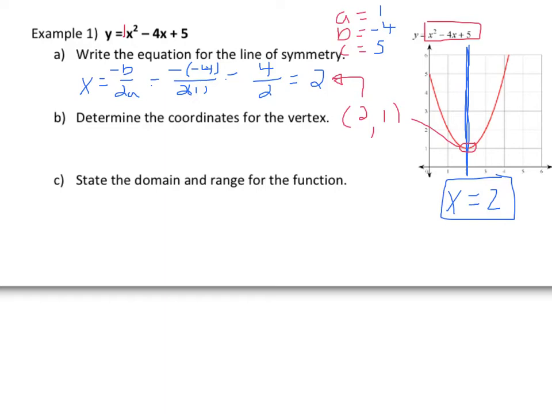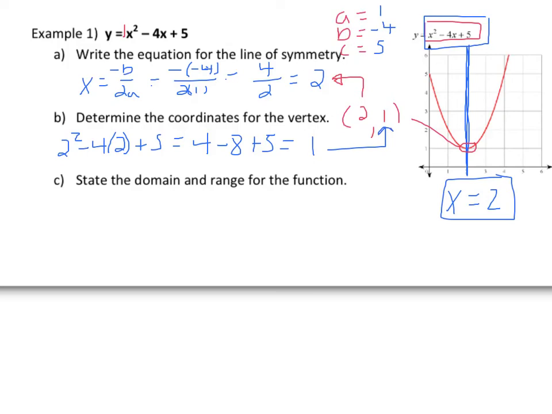The y value is what you get when you plug that 2 into your function. So if I have x squared minus 4x plus 5, and I plug a 2 in, I get 2 squared minus 4 times 2 plus 5. That gives us 2 squared is 4, minus 4 times 2 is a -8 plus 5. So we have 4 minus 8 plus 5, which works out to be a +1. And that's doing it algebraically. And that does correlate to what we see on the graph.